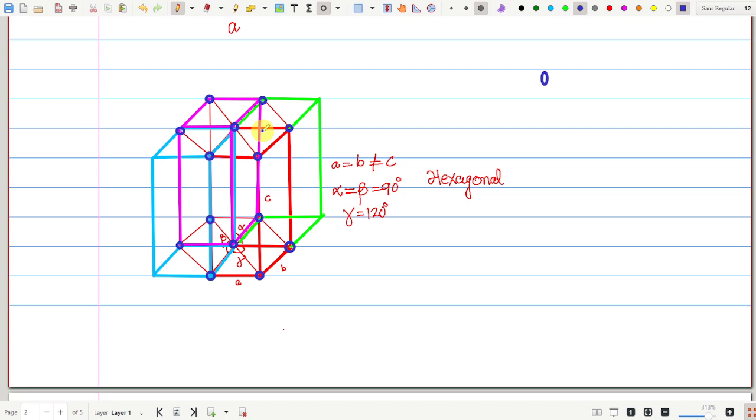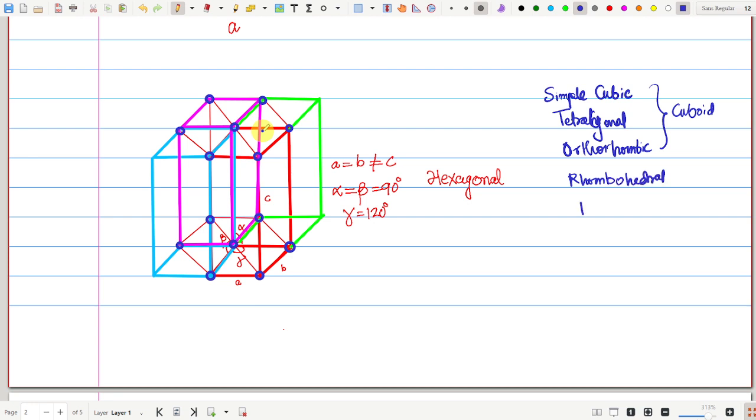Okay, so these are all the Bravais lattices, and now we know there are 7 types: simple cubic, tetragonal, orthorhombic. These all are cuboids. Simple cubic is a cube. Then we have rhombohedral, monoclinic, triclinic, and finally, hexagonal.